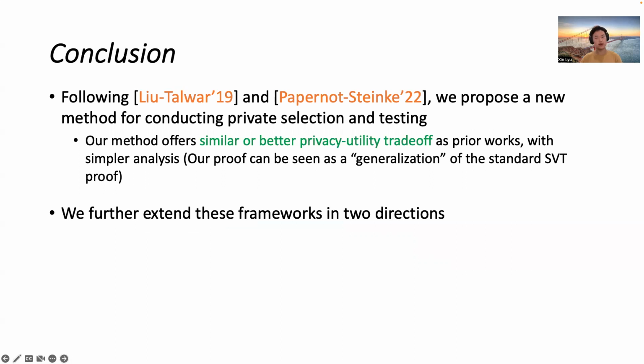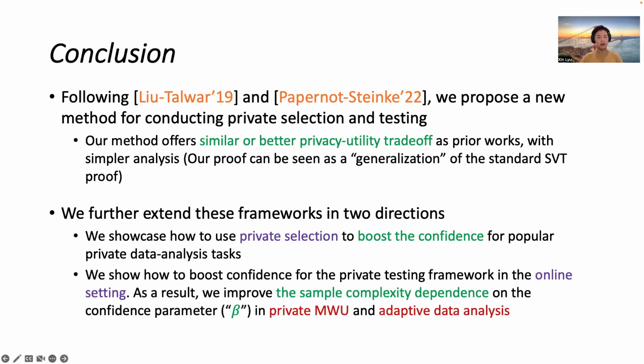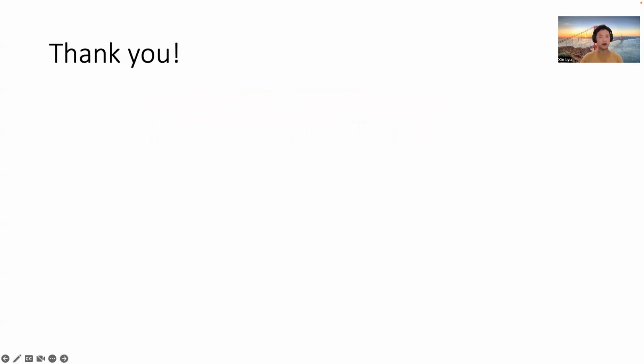We further extended these frameworks in two directions. In one direction, we showcase how to use private selection to boost the confidence bound for popular private data analysis tasks. And in the second direction, we show how to boost confidence for the private testing framework in the online setting. As a result, we are able to improve the sample complexity dependence on the confidence parameter in private multiplicative weight updates and adaptive data analysis. That's all I want to say today.